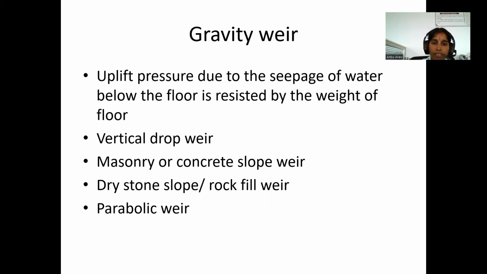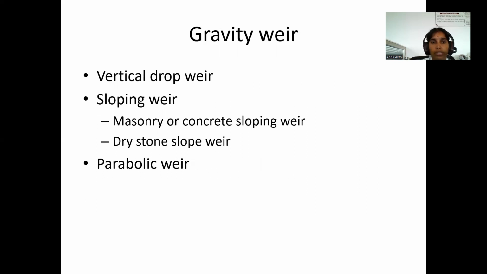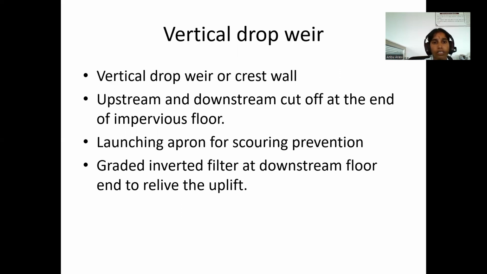Types of gravity weir: vertical drop weir, masonry or concrete sloping weir, dry stone sloping or rockfill weir, and parabolic weir. Sloping weir is divided into two categories: masonry or concrete sloping weir and dry stone sloping weir. Vertical drop weir, or crest wall, has upstream and downstream cutoff at the end of the impervious floor, a launching apron for scour prevention, and a graded inverted filter at the downstream floor aimed to relieve the uplift.